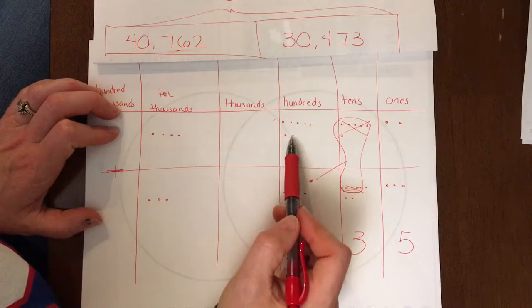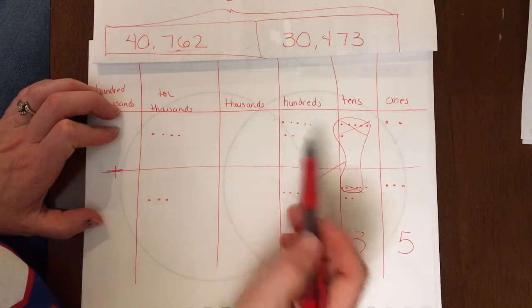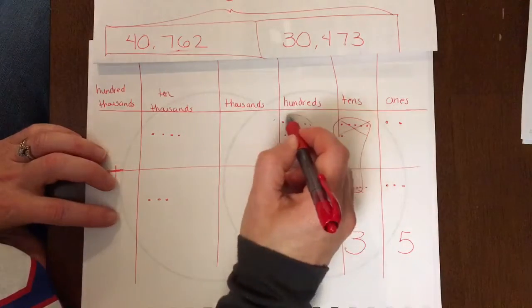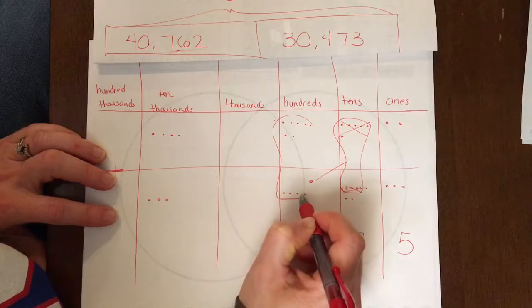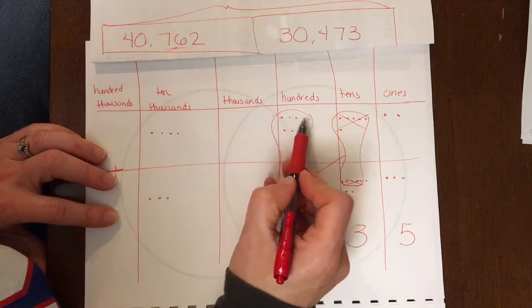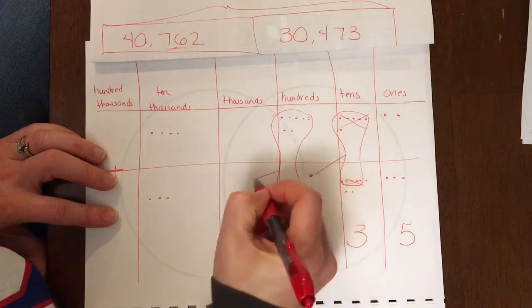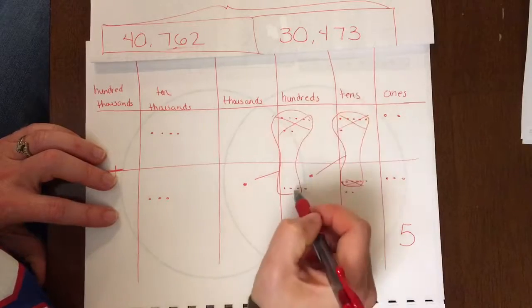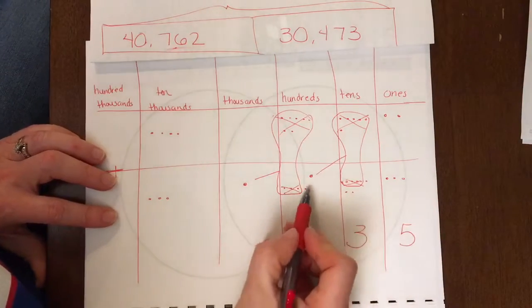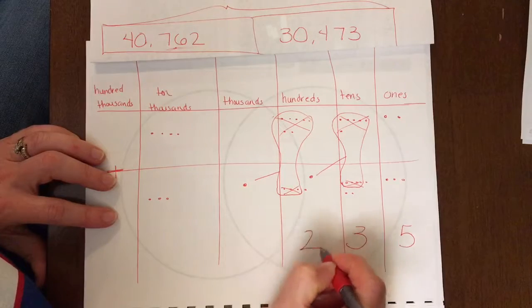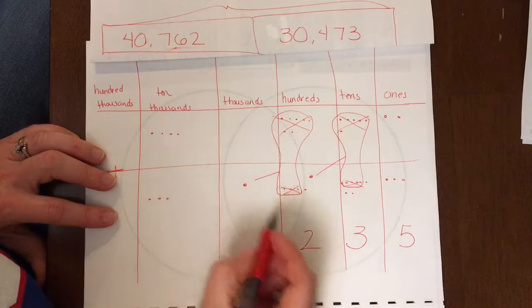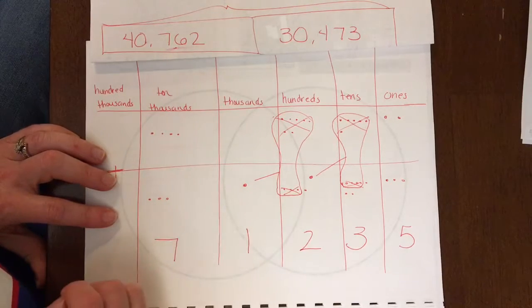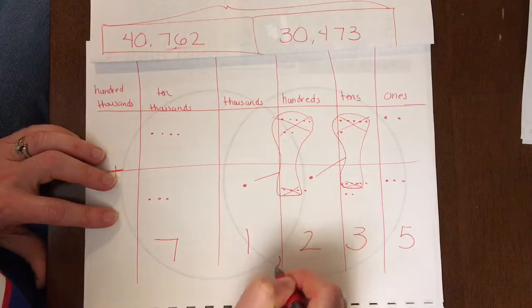I now have 7 hundreds and 5 hundreds. I again know I'm going to have more than 10. So that's 7, 8, 9, 10. 1, 2, 3, 4, 5, 6, 7, 8, 9, 10. Bring it over because 10 hundreds we know is 1,000. And they have been used. So I have only 2 hundreds left. 0 thousands plus 1 is 1. 4 10,000s plus 3 10,000s is 7.